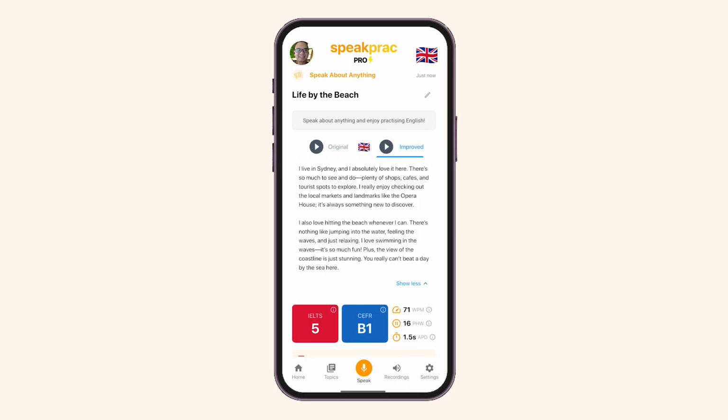Now this isn't just grammar correction. This is your AI-powered roadmap. It shows you a more coherent way to structure your answer. Look at how the sentences connect. See the natural linking words. This is how you guide the examiner logically from one point to the next. Now tap the play icon next to the improved tabbed title.